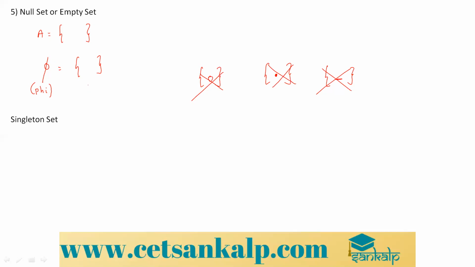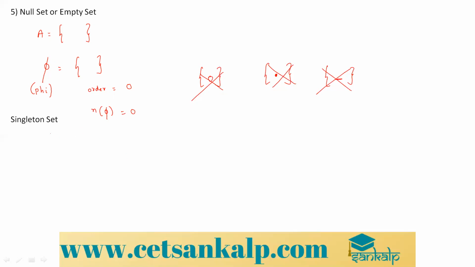In null set, you cannot find any element. That is why order of phi set is 0. The number of elements in the null set is 0. That you can say 0. Or you can say n of phi will be 0. Number of elements in the phi set is 0. That we can see.